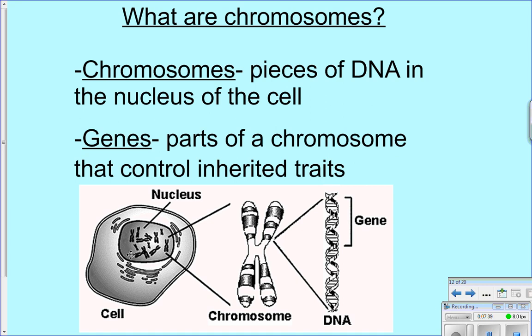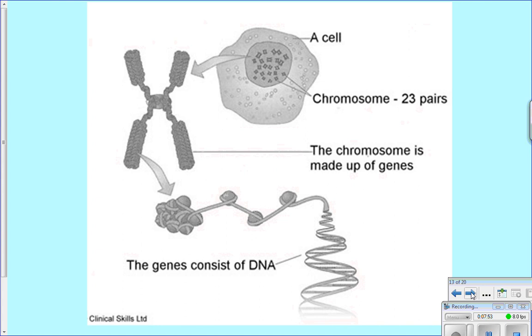We're looking in the nucleus. All the DNA in your body is broken into these chromosomes. Small pieces of the chromosomes are genes, and you see the chromosomes made up of DNA. A short piece of that is called a gene. Here's another one. In the nucleus, you have 23 pairs or 46 chromosomes. You get half from each parent. Chromosomes made of genes. Genes consist of DNA.